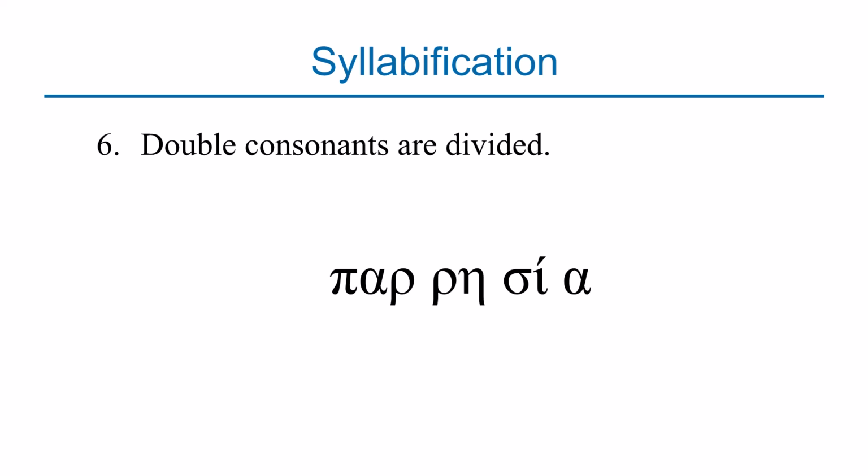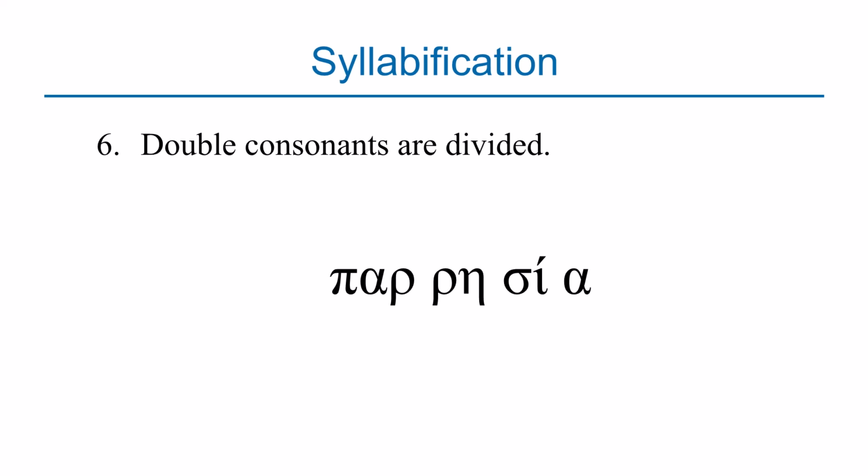Double consonant is a situation where you have two same consonants. It could be beta and beta, or gamma and gamma, or as in this case you have rho and rho. These two consonants are called double consonants because they are similar. A case where you have similar consonants is called double consonant. And a case where you have different consonants is called a consonant cluster. So we're saying whenever you have two similar consonants next to each other, when you're syllabifying the word, they must be split. They must be divided.